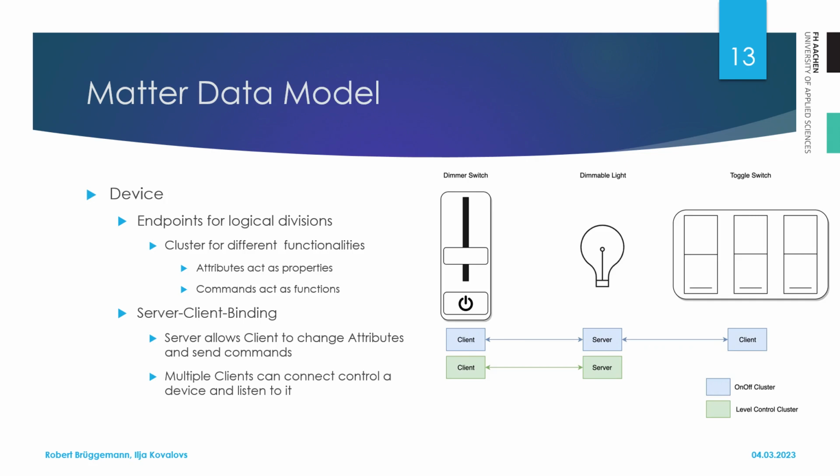The data model has a server-client binding, which means that clients can connect to servers and send commands or change attributes at the server. It's also possible to connect multiple clients to a server so that many devices can control another device.